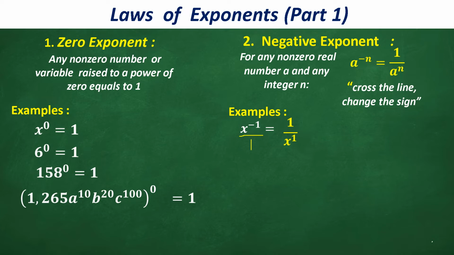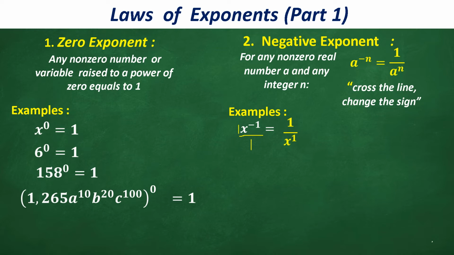Then, since nandito si x to the negative 1, wala kayong nakikitang number dito or constant, ang kanyang numerical coefficient or constant ay 1. Hindi lamang isinusulat na. Because kapag ang numerical coefficient or constant ay 1, it is automatic. It is no need anymore to write it. Because automatic na yon na ang kanyang constant or numerical coefficient ay 1.